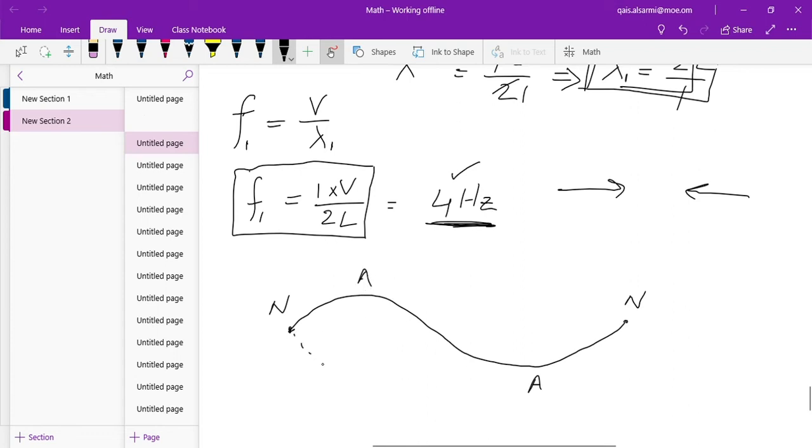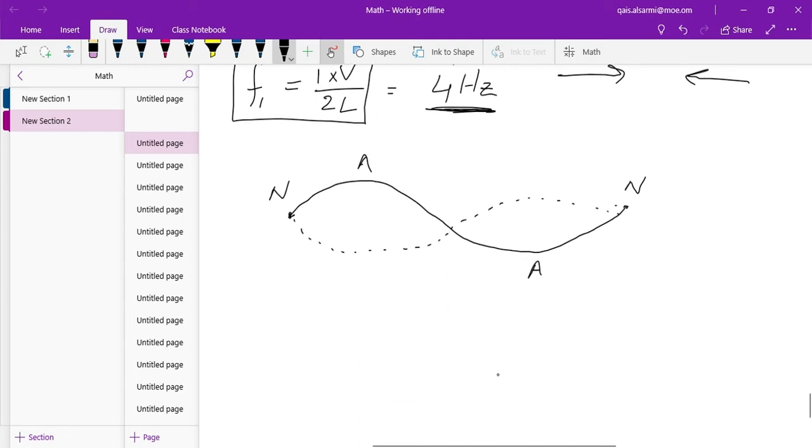So if the string vibrates very quickly, then you can see such loops. So this is how loops will look in standing waves. So it has 2 antinodes and 3 nodes. This is also a point of node, a point where it's not moving.